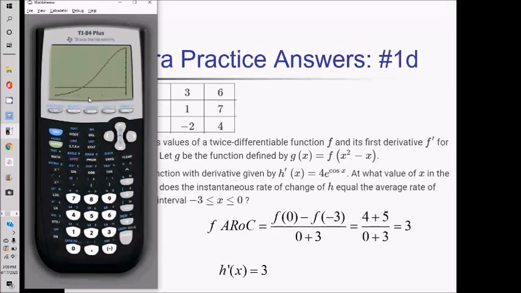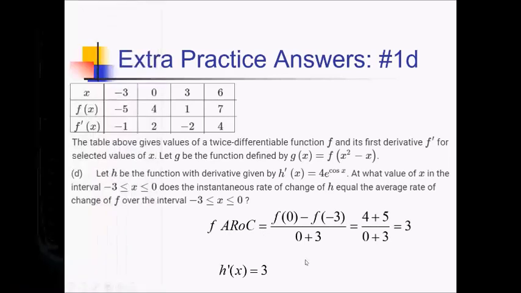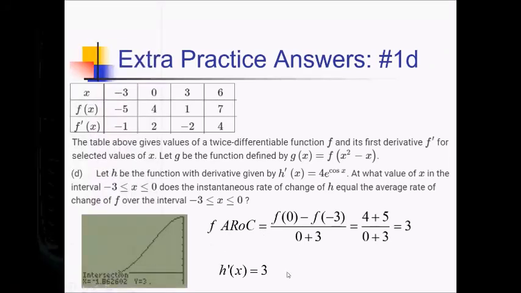Now let's see where these are actually intersecting. So second, trace, option 5 for intersect. And let's just move a little closer. Enter 1, 2, 3 times. Gives us a value of -1.863. So there's my intersection. Let me write it down. X equals approximately that. And we're done.